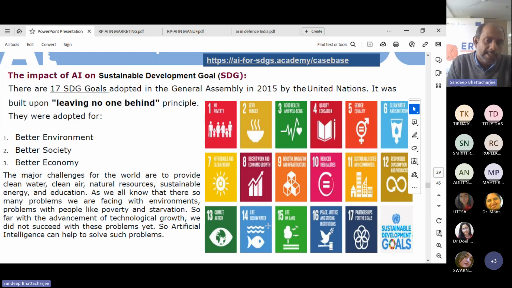if you classify all these 17 SDGs, Sustainable Development Goals, there are three main aims. Number one, better environment. Number two, better society. Number three, better economy. So all these are major challenges that the world is facing at present. And we think with the advancement of technological growth, we should be successful, at least within the next 15, 20 years. AI should be able to solve some of these problems at least. So this is the main goal, of course, AI for achieving sustainable development goals.